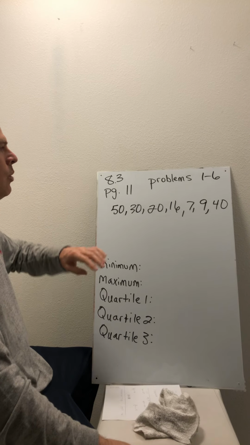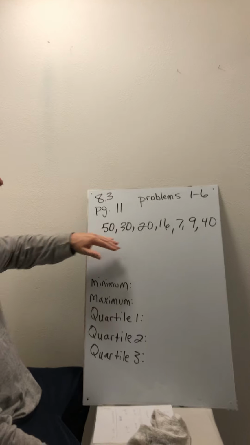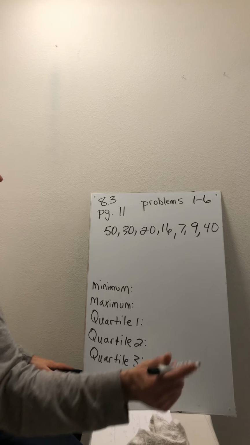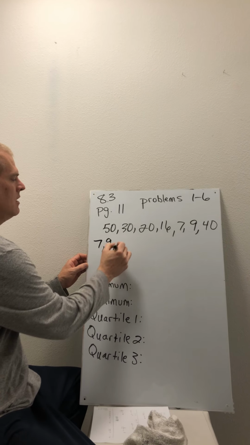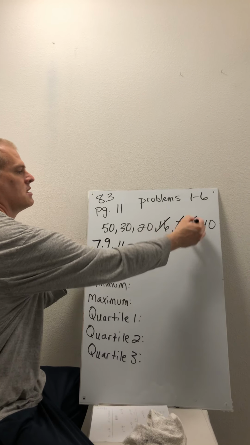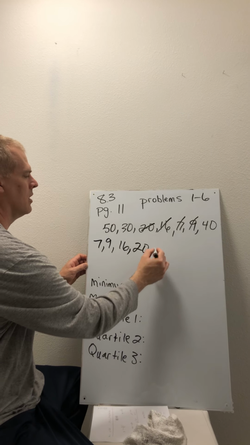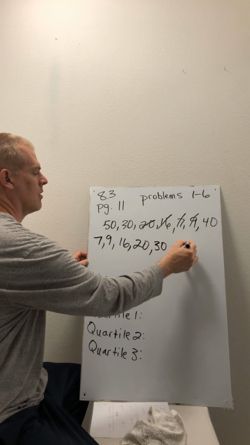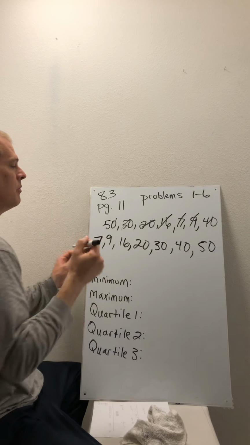Okay, so we are trying to find the numbers in order first. Okay, so here's the list of numbers that I have. So I'm going to then first put them in order. So 7, 9, 16, so again cross them out if you'd like as you go along, so that way you don't miss a number. Okay, so there are my 7 numbers.